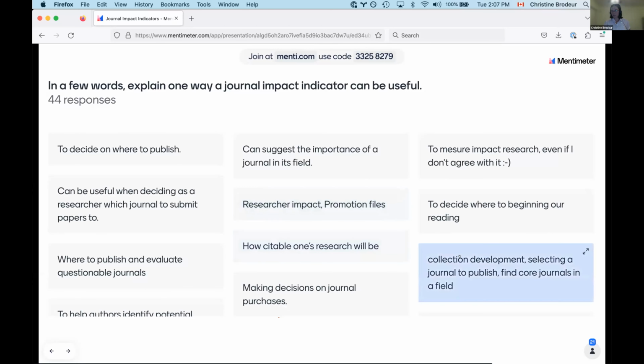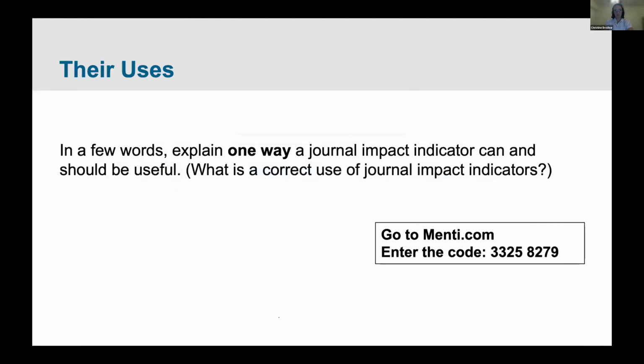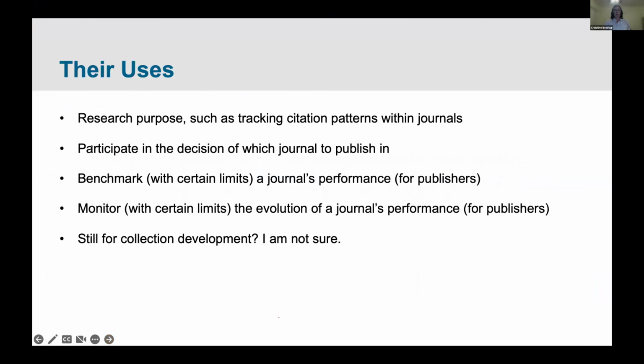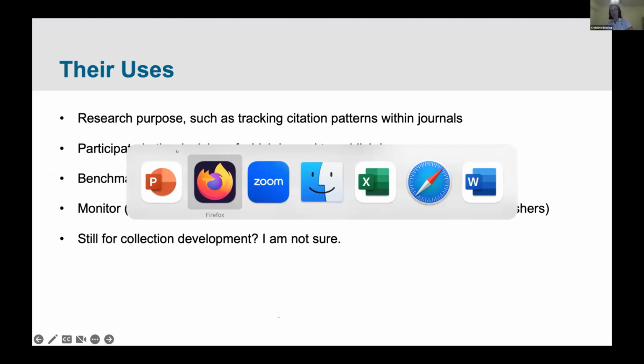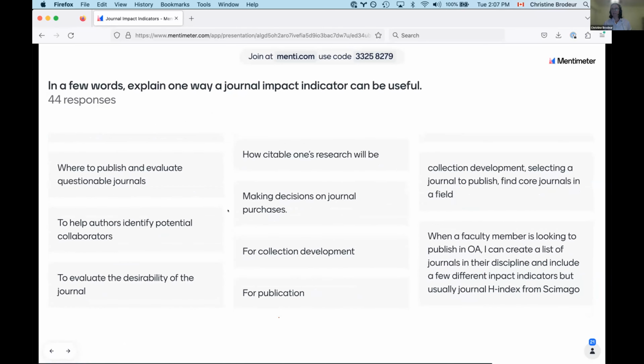Oh yeah, that's where I saw it as well. So, selecting a journal to publish in, I'll go back to my own answers if I can find them. I wrote participate in the decision of which journal to publish in, because you have to be careful. We'll see the limits. Maybe I should have put the limits first, but anyway, you have to be careful because there are some limits, you should not just look at that; it can participate, as I said.